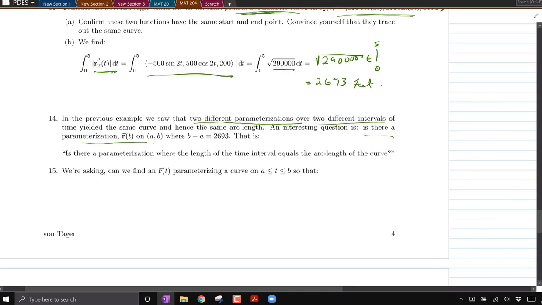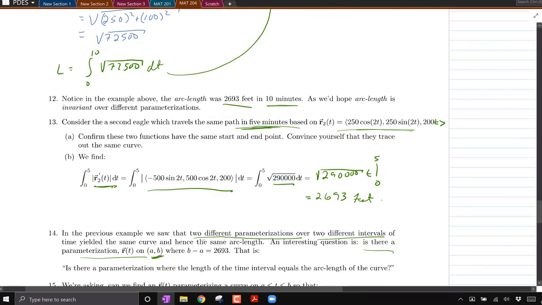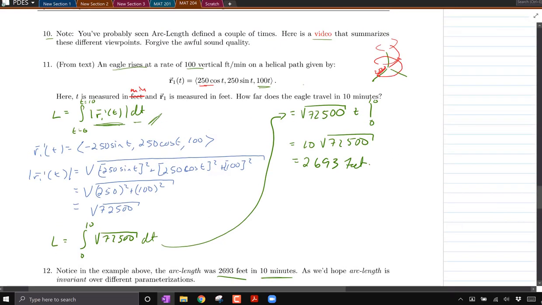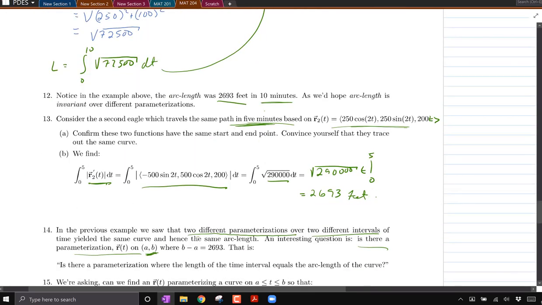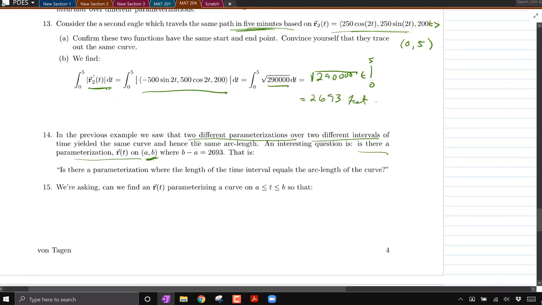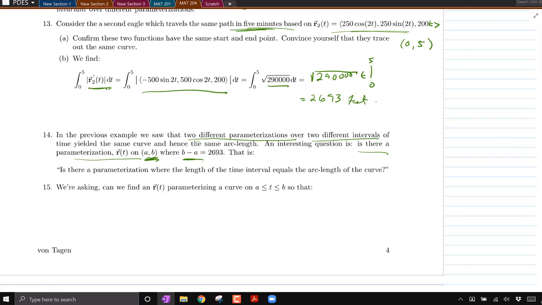Now careful, this is the time increment, right? In the first case, the time increment went from 0 to 10. In the second case, the time increment was on 0 to 5. And so I'm asking you, is there a time increment where the length of the time increment is the same as the length of the curve?